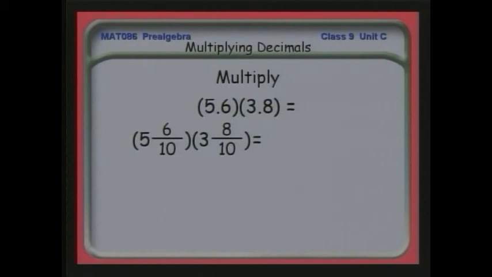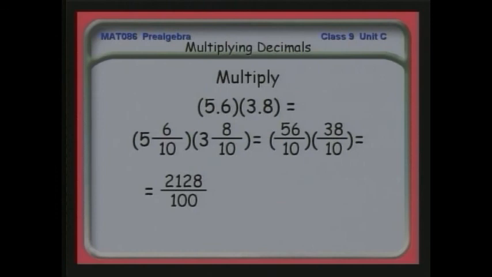If I multiplied 3 times 10 plus 8, that would be on the top of the second fraction. There it is expressed. So 5 times 10 is 50 plus 6 is 56. 3 times 10 is 30 plus 8 is 38. Now I do the multiplication. Again, in this case, I could do it longhand just as we saw, use my calculator, and I see I get 2,128/100.